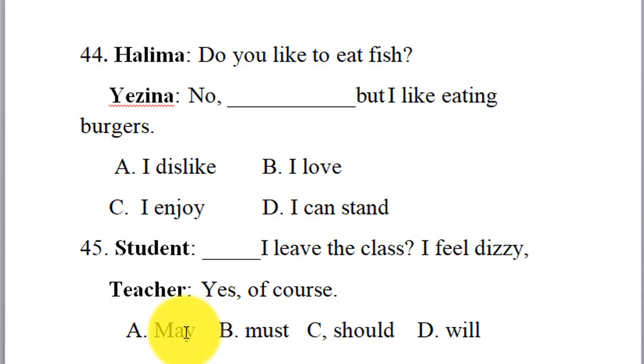May and can are informal, of course, but may is better than can. Only these two we use for asking permission. So the right answer here is may. May I leave the class? I feel dizzy. Yes, of course.